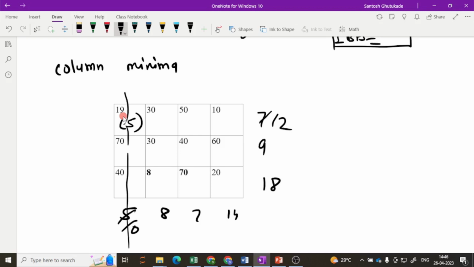Then we will go for the next column. In the next column, 8 is the smallest value, where supply is 18 and demand is 8. So we can fulfill this demand of 8, and here the remaining supply is 10. So now again this column becomes 0, so we will cross this column.